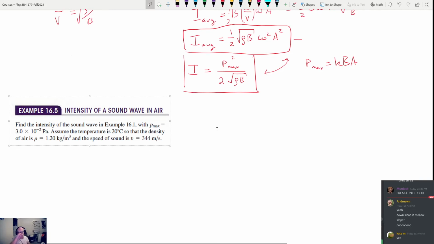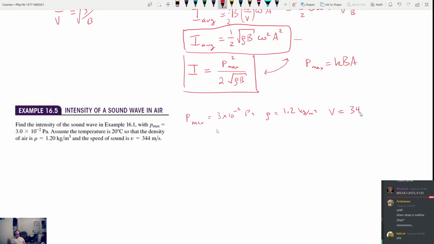It says find the intensity of a sound wave in example 16.1, where we had P max equal to 3 times 10 to the minus 2 pascals. The temperature is 20 degrees Celsius, so the density is 1.2. And we'll use speed of sound equal to 344 meters per second.